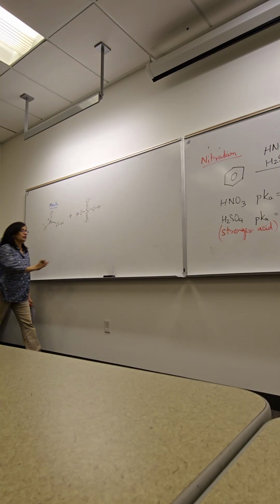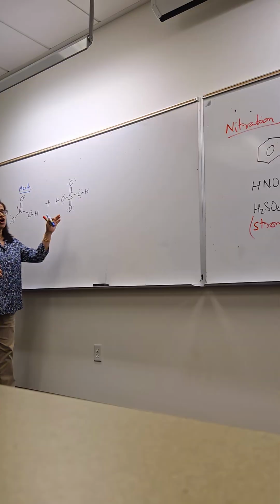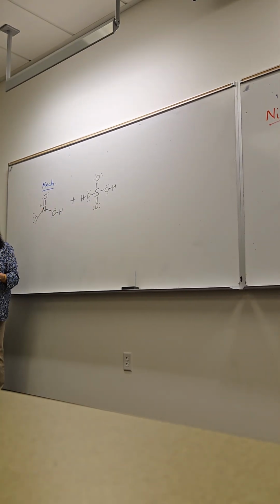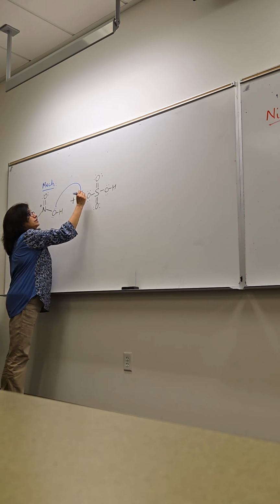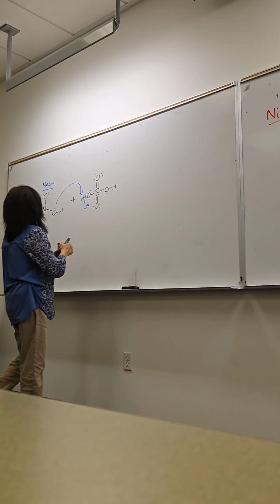Okay. There are no formal charges here, they're all zeros. Okay, cool. So, sulfuric acid is the stronger acid, that means it donates the proton, so nitric acid decides to act as a base and take the proton from the sulfuric acid. What does that create? What does that make?